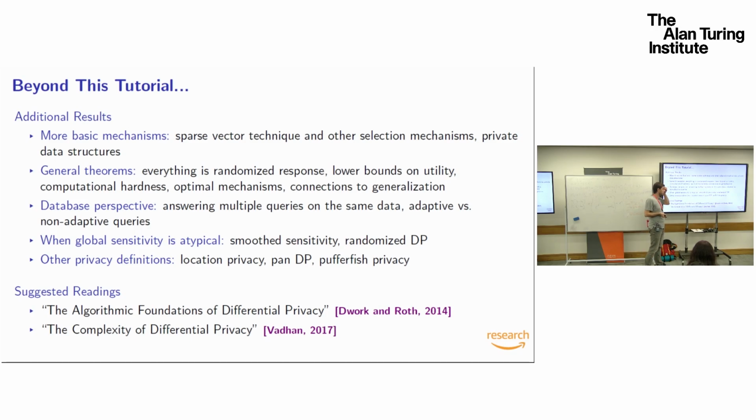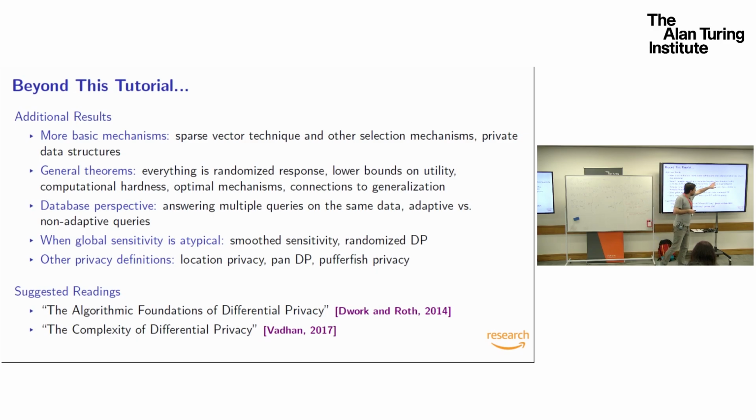There are many general theorems that I didn't cover. So I explained the properties of advanced composition, group privacy, robustness to adversaries, but there are other things. So there are results that say that essentially everything is randomized response in a very ambiguous way that I'll leave ambiguous.